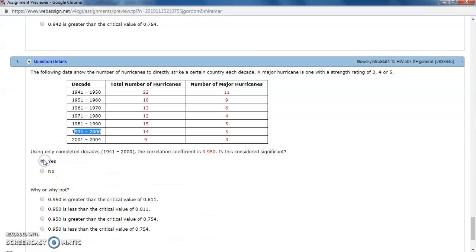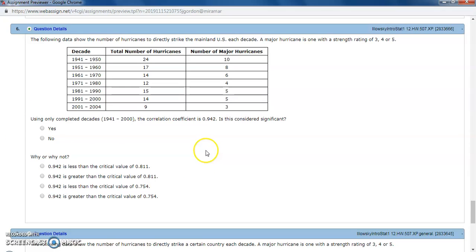With degrees of freedom 4, these are your critical values. And so yes, it is significant because 0.950 is greater than your critical value. And that's exactly the answer: 0.950 is greater than the critical value of 0.811. So now the correlation coefficient is 0.942.